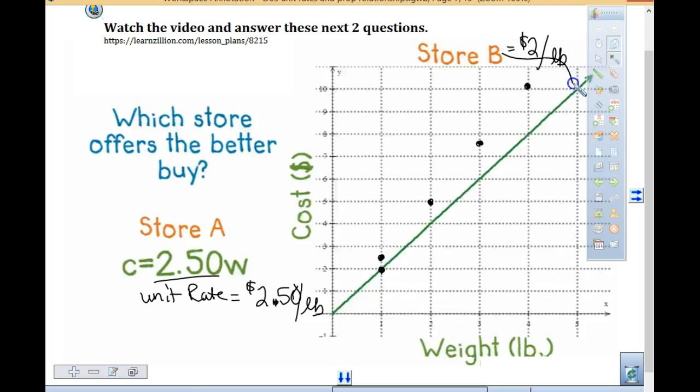So this is store B. Please, right behind where this one is, put a B, so I know that that's your store B graph. And draw now a nice straight line for store A. So as I'm looking at store A, I'm going to have it going through 0, 0, and through all of those points. Let's see if I try that again. Okay?